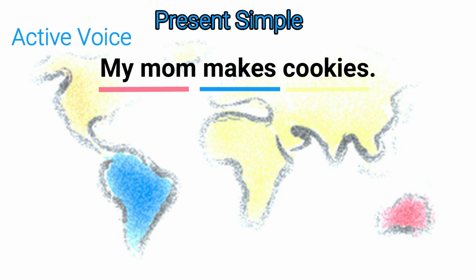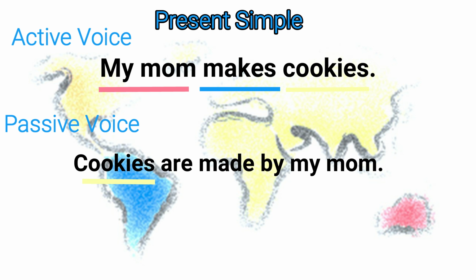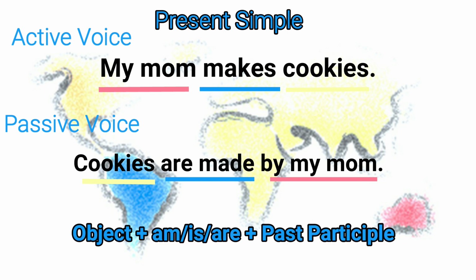In order to change this to the passive voice, I'm going to move cookies, my object, to the subject place, conjugate the verb to be in the present simple, followed by my past participle, in this case, made, and then I can finish my sentence with by my mom. Grammatically speaking, by my mom is not necessary. However, my present simple example passive voice is cookies are made by my mom.